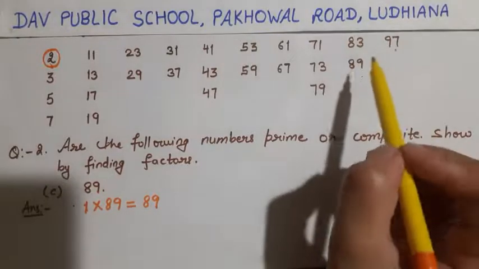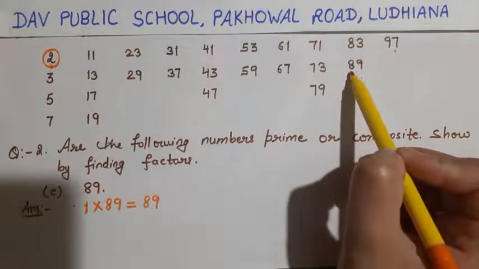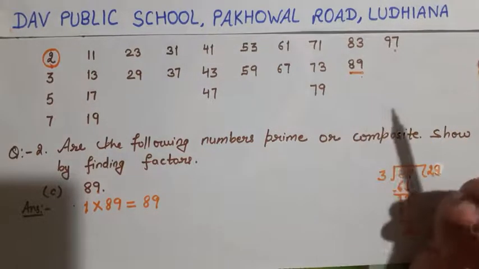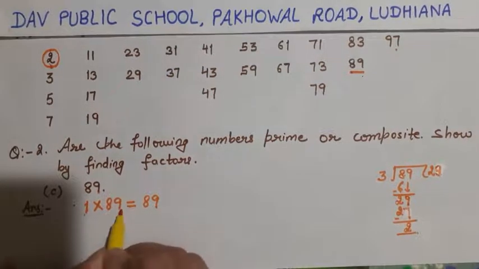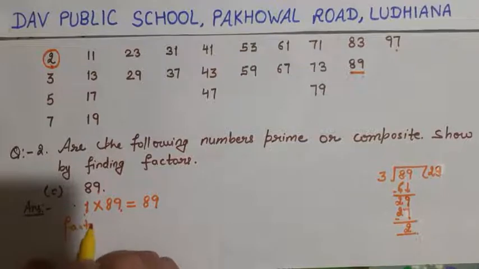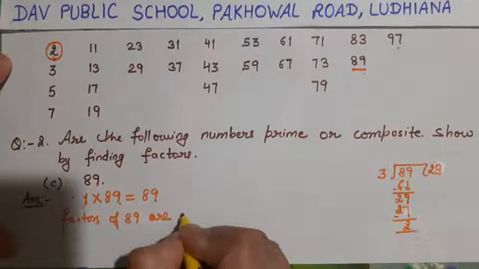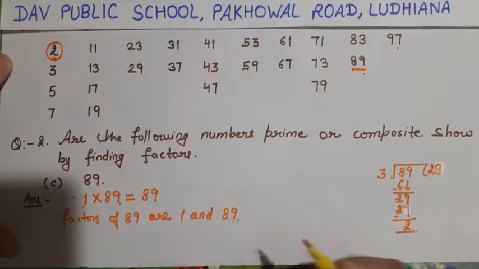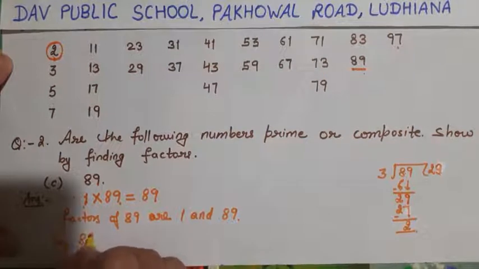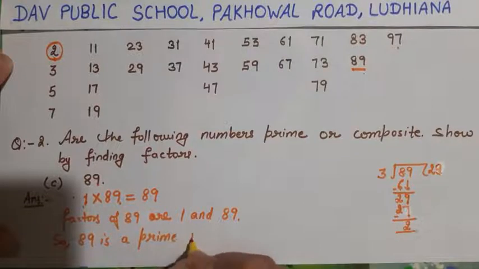As you can see here also, 89 is a prime number. So the only factors are 1 and 89. So factors of 89 are 1 and 89. So 89 is a prime number. Now move on to next part.